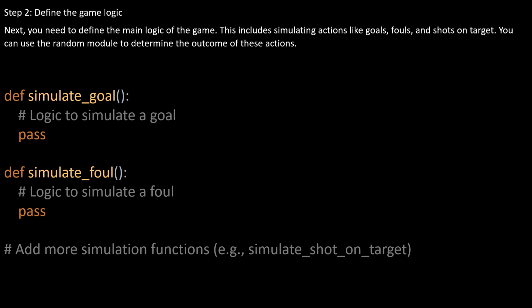Step 2. Define the game logic. Next, you need to define the main logic of the game. This includes simulating actions like goals, fouls, and shots on target. You can use the random module to determine the outcome of these actions.